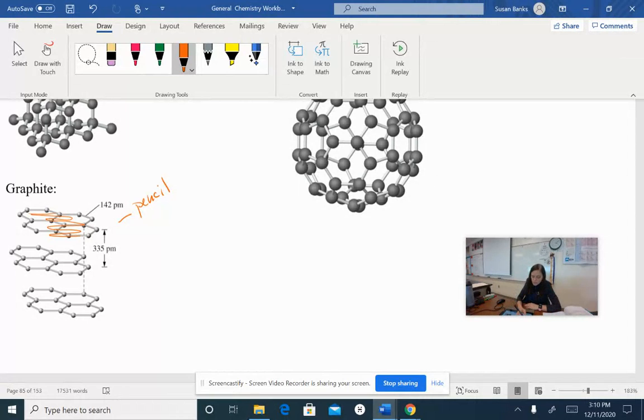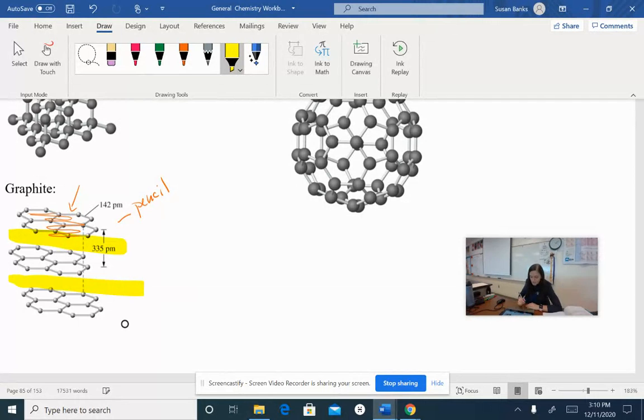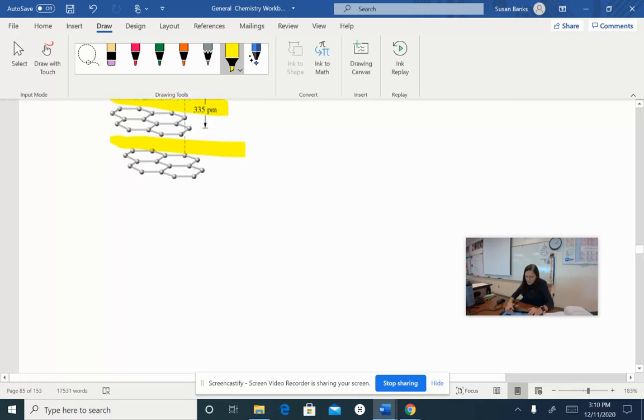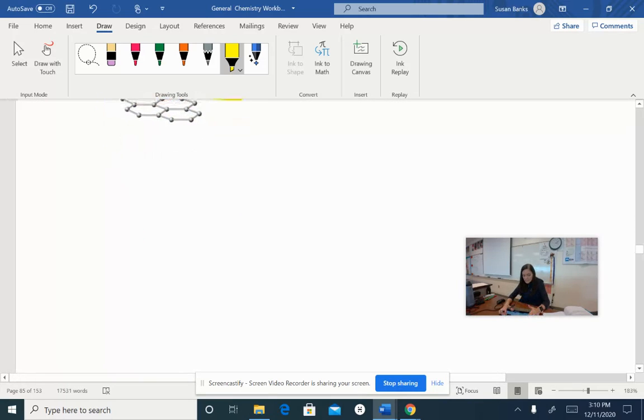So there's strong bonds within each sheet, but the bonds in between these different layers are just London dispersion forces. They're not very strong because they're just LDFs. And because the LDFs are not nearly as strong as the network covalent, the sheets of lead, when you press your lead pencil to the paper, will come off, and that's how you write with your pencil.